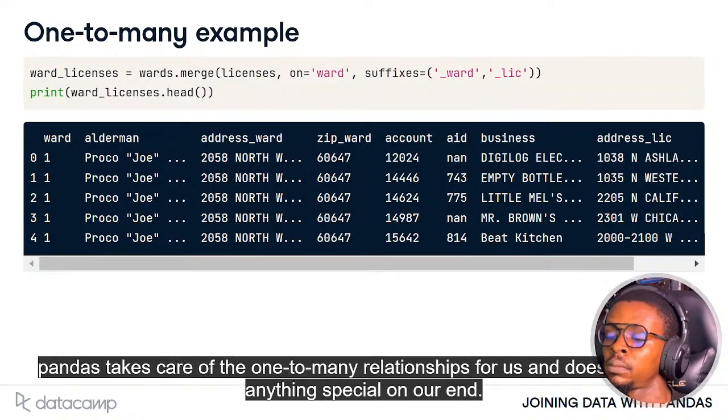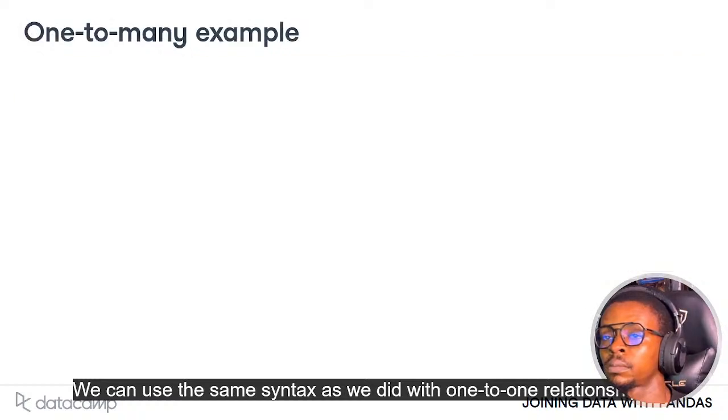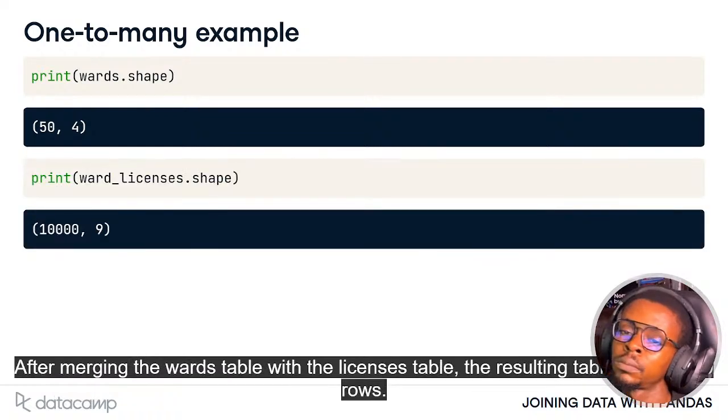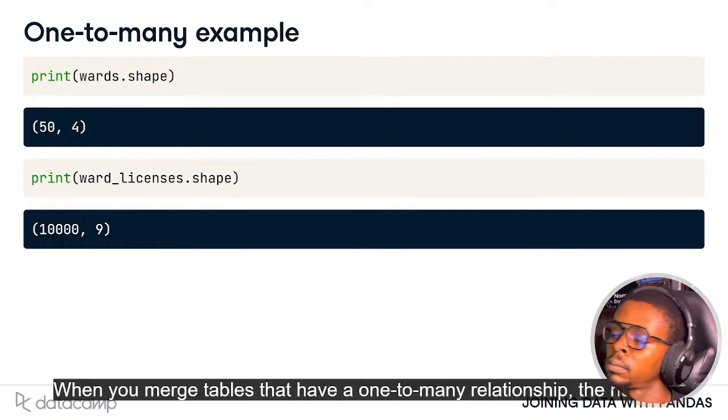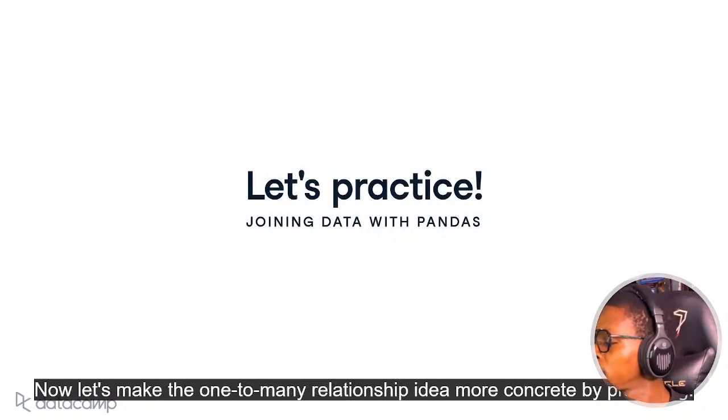Pandas takes care of this one-to-many relationship for us and doesn't require anything special on our end. We can use the same syntax as we did with the one-to-one relationships. By printing the shape, we can see that our original wards table has 50 rows. After merging the wards table with the licenses table, the resulting table has 10,000 rows. When you merge tables that have a one-to-many relationship, the number of rows returned will likely be different than the number in the left table. Now, let's make the one-to-many relationship idea more concrete by practicing.